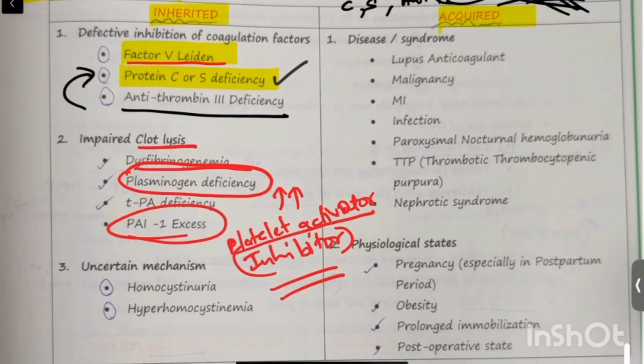So if this is more, platelet won't be inhibited. So platelet will be more activated. That will lead to more clot formation. So the platelet activator is not inhibited, which will lead to increased platelet activation. That will lead to increased clot formation in the body.